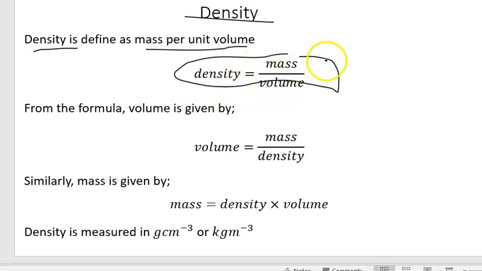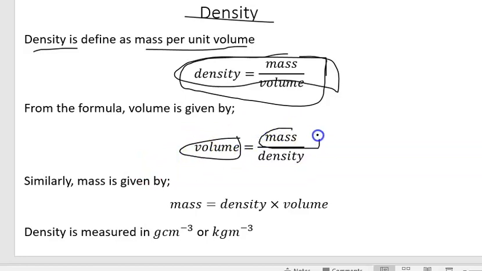And therefore, if this is the particular case that we know density equals mass divided by volume, then from this particular formula, we can make the volume the subject and realize also that volume is actually mass divided by density. Similarly, we also know that from this formula, mass can also be obtained by taking density multiplied by volume.